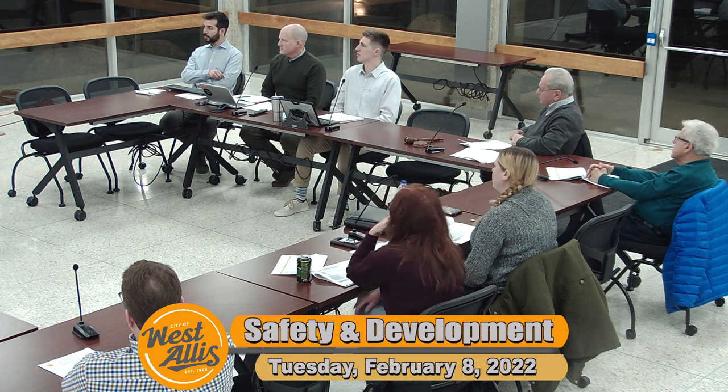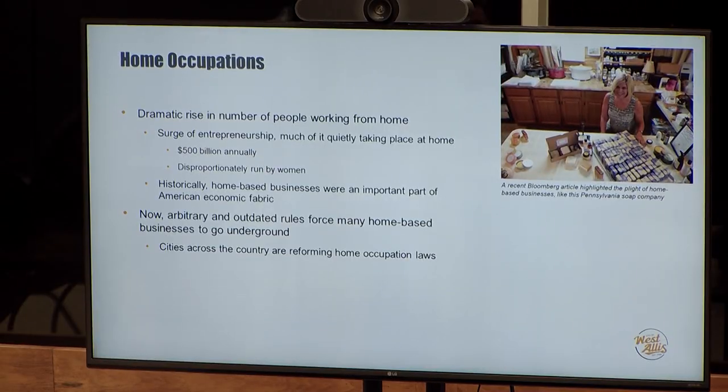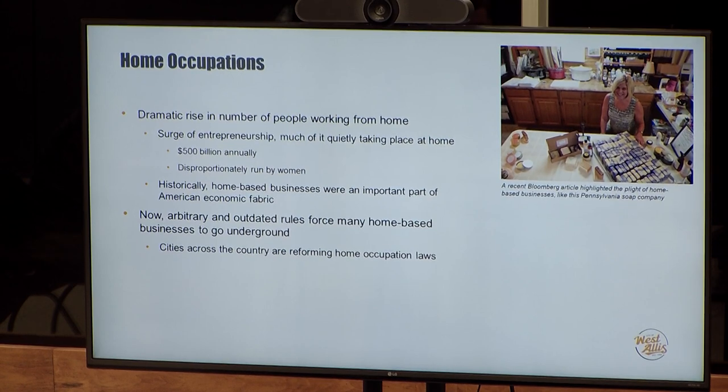Okay. And then home occupations, current topic, right, for everyone? Mm-hmm. So, the first slide here, the trend is that it's growing. It's a big industry, nationally $500 billion annually, a lot run by women. Historically, it's been a part of not only our city but nationally, something that's been around for some time. So it's not really a new phenomenon. I think it's been nudged a bit and woke up again with COVID, but also new ways of doing things, entrepreneurial spirit.